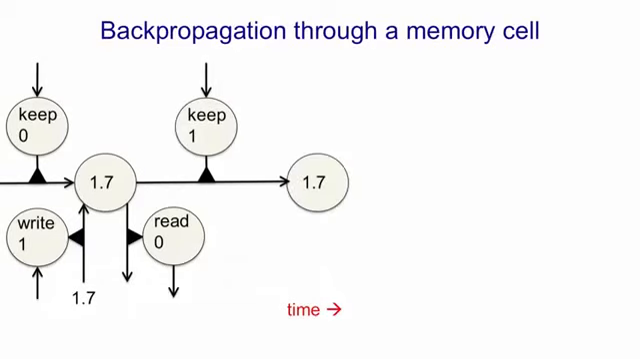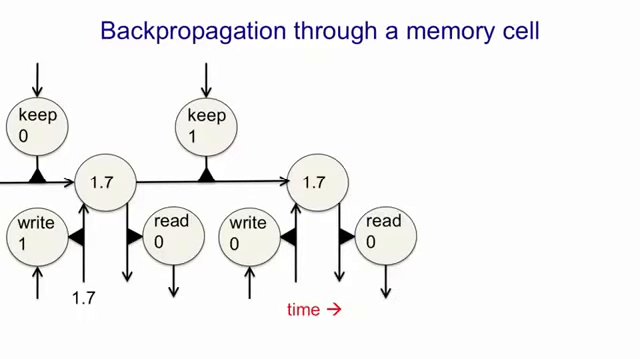We then set the keep gate to 1, or rather the rest of the neural network has to set the keep gate to 1, and that means that the value is written back into the memory cell. It's stored. At the next time step, we're going to set the write gate to 0 and the read gate to 0, so the information isn't influenced by what's going on in the rest of the net, and it doesn't influence what's going on in the rest of the net.